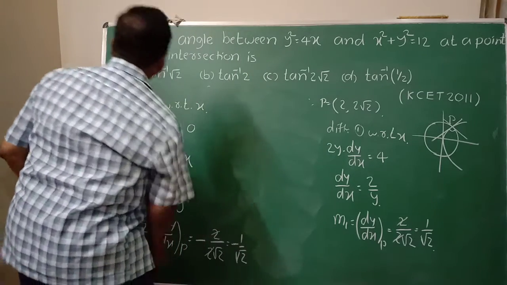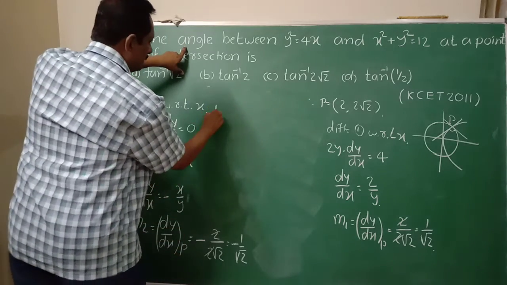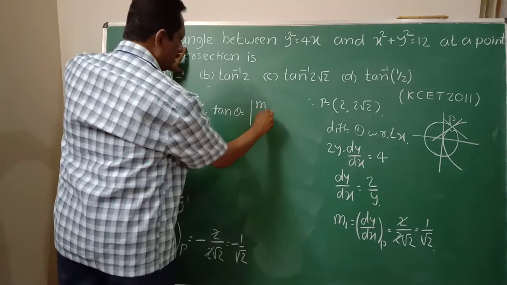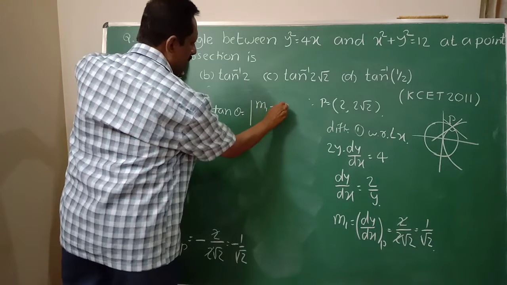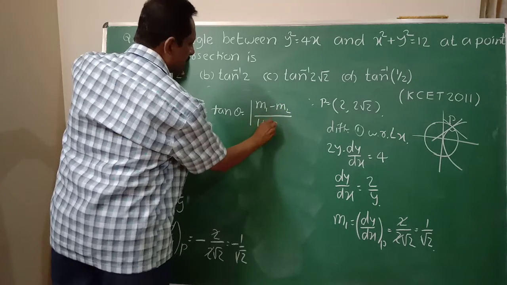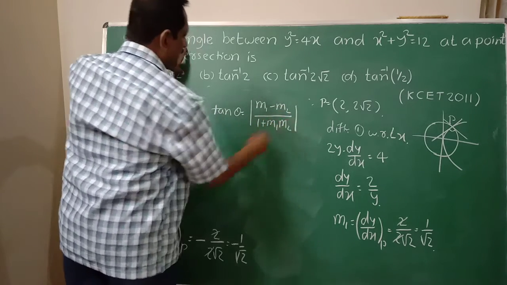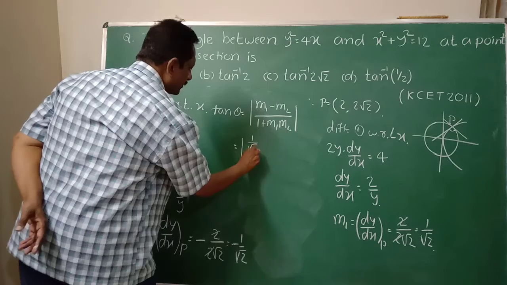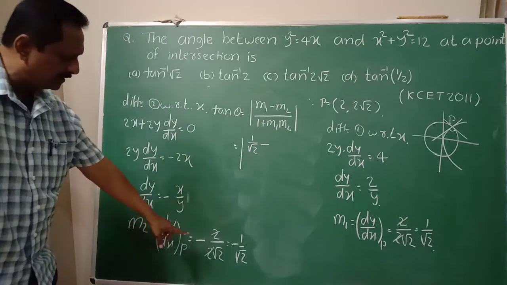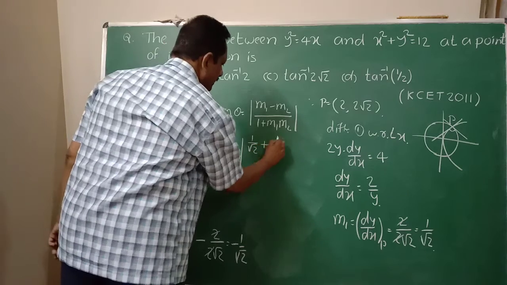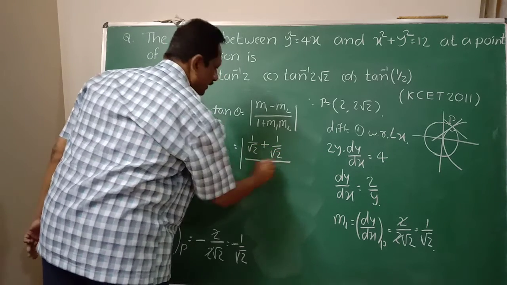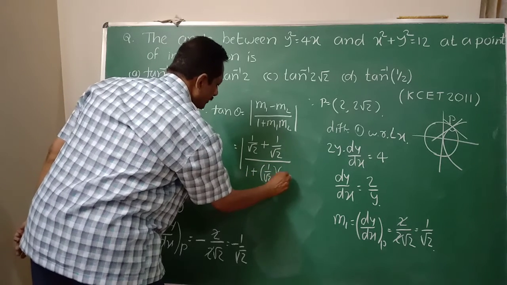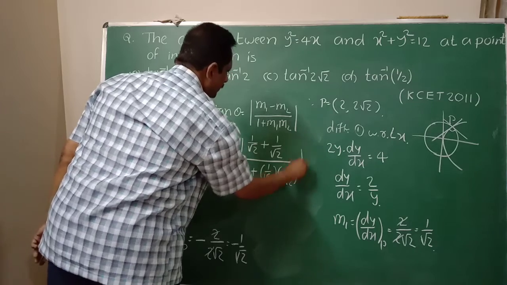Then here we want the angle. So you know the formula: tan of theta is equal to the modulus of (m1 minus m2) divided by (1 plus m1 into m2). Therefore this is equal to the modulus of, here m1 is 1 by root 2, minus m2, which is minus 1 by root 2. Minus this minus becomes a plus, so plus 1 divided by root 2, divided by 1 plus 1 by root 2 into minus of 1 divided by root 2.